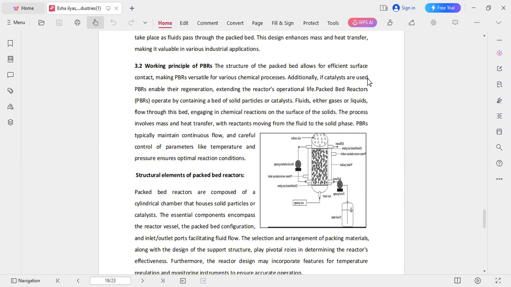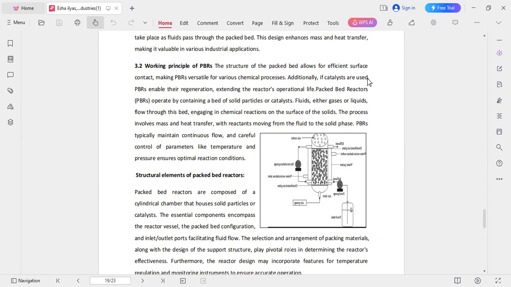The structure of the packed bed allows for efficient surface contact, making a packed bed reactor versatile for various chemical processes. Additionally, if catalysts are used, packed bed reactors enable their regeneration, extending the reactor's operational life. Packed bed reactors operate by containing a bed of solid particles and catalysts.